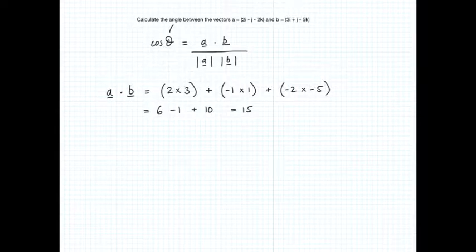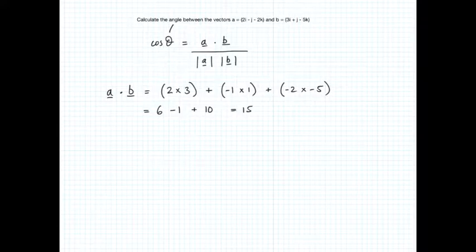So remember, when you're doing the dot product, you always get a scalar out from it, so it's always a number out. That's why it's also known as the scalar product. But if you're doing the cross product, which is also the vector product, you get a vector out from it. So that's a slightly different operation.